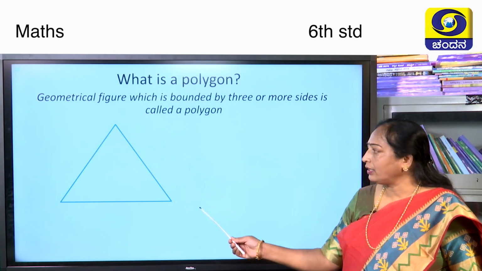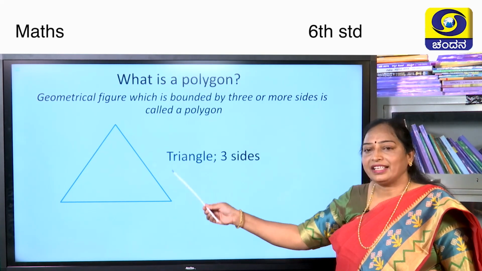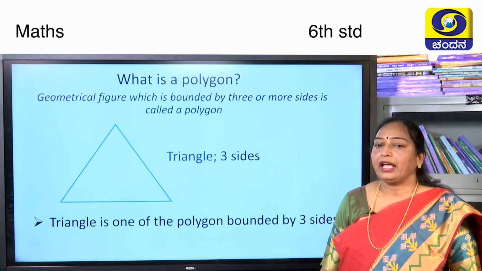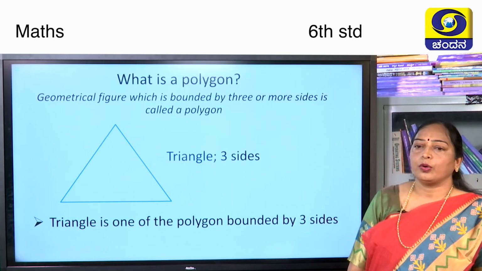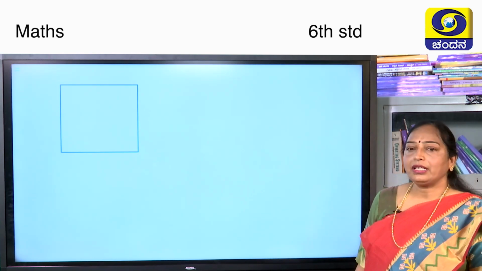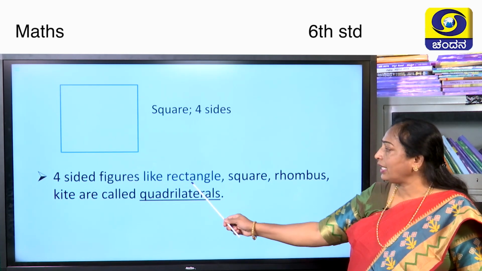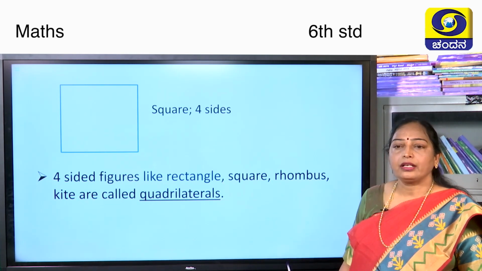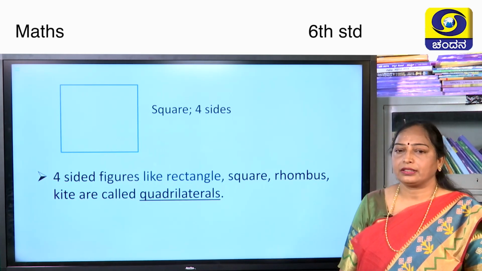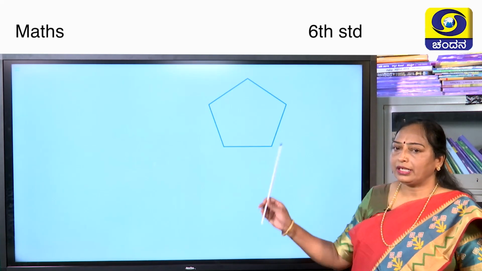Look at this figure. It has 3 sides. What is this? Triangle. A triangle has 3 sides, 3 vertices. Triangle is one of the polygons bounded by 3 sides. Look at this figure. It is a square with 4 sides. 4-sided figures like rectangle, square, rhombus, kite are all called quadrilaterals. All quadrilaterals are polygons.